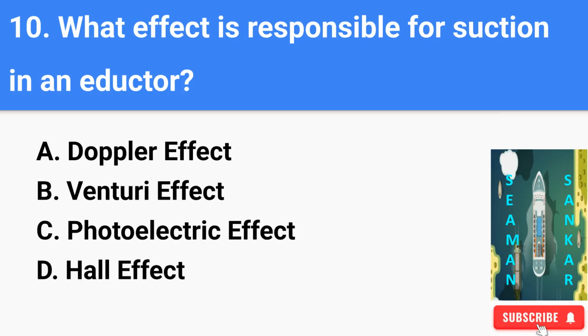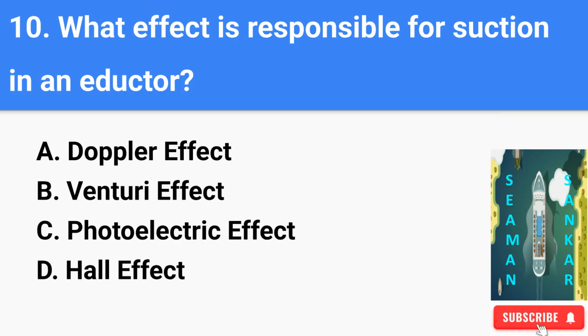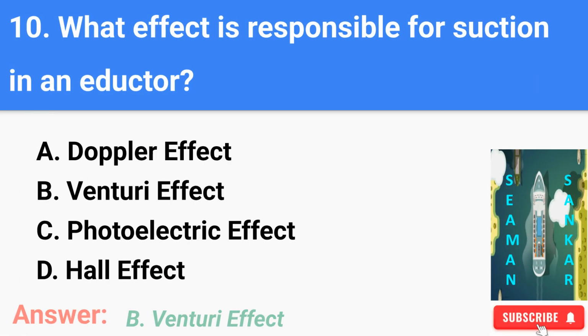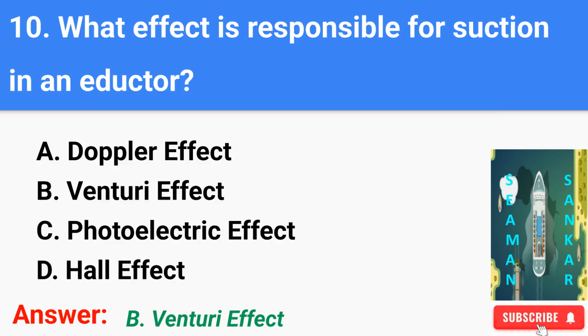Question 10. What effect is responsible for suction in an adductor? A. Doppler effect. B. Venturi effect. C. Photoelectric effect. Or D. Hall effect. The correct answer is B. Venturi effect.